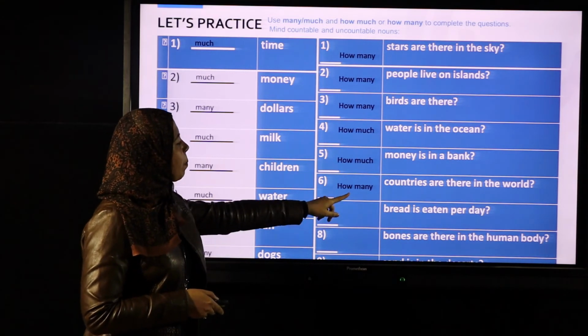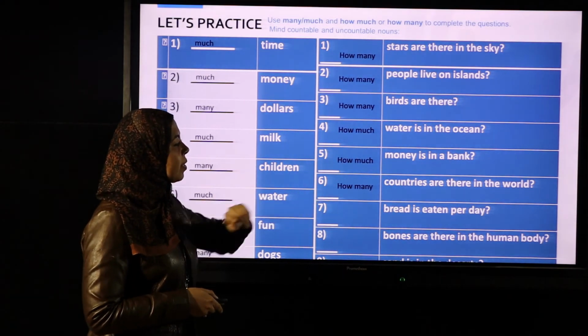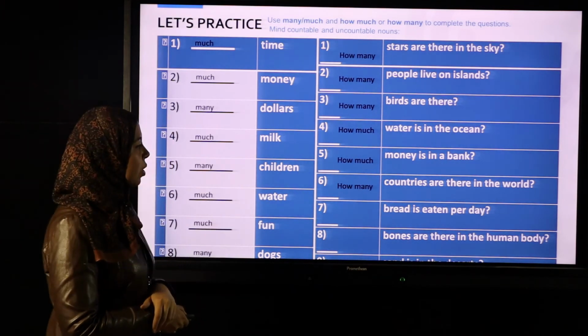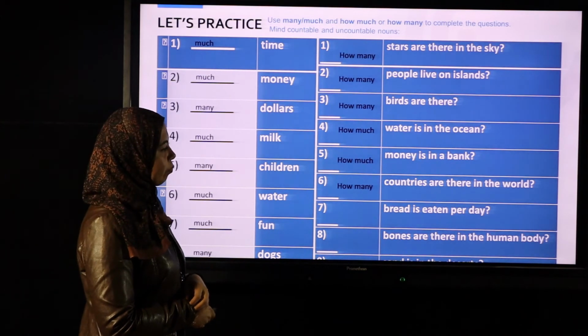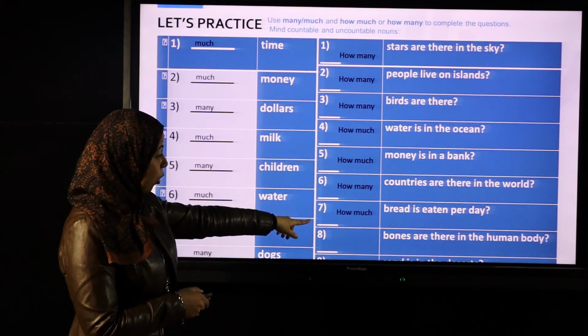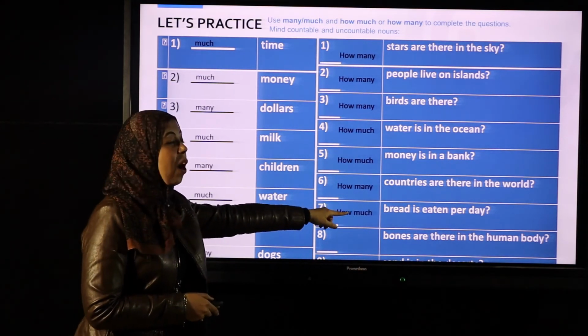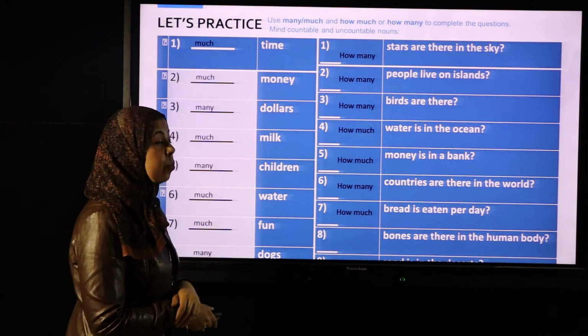How much or how many bread is eaten per day? What should I use? How much or how many? Can I count bread? Actually, we cannot count bread, so we use how much bread is eaten per day.